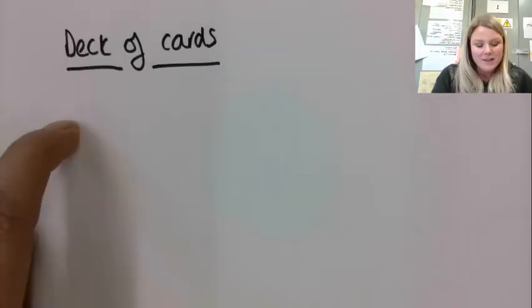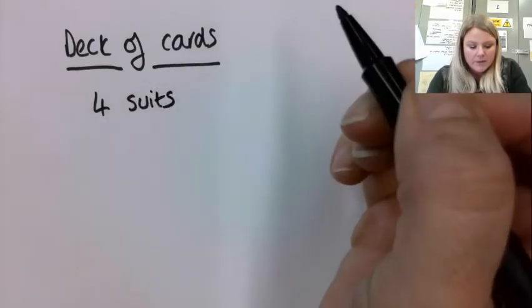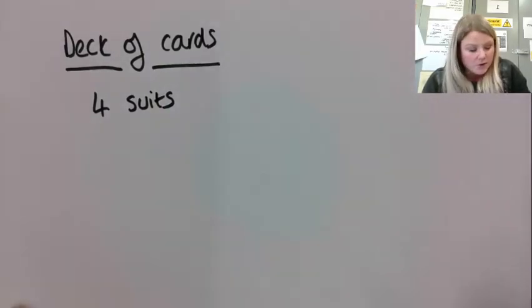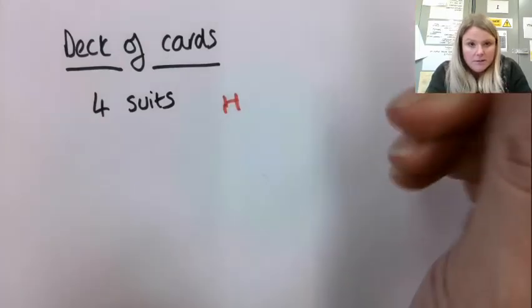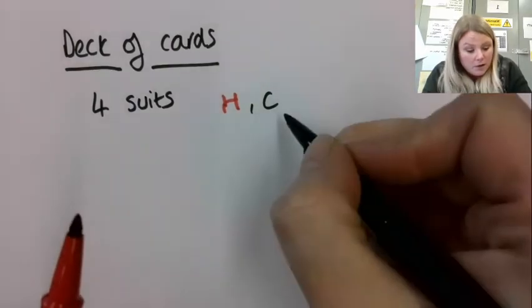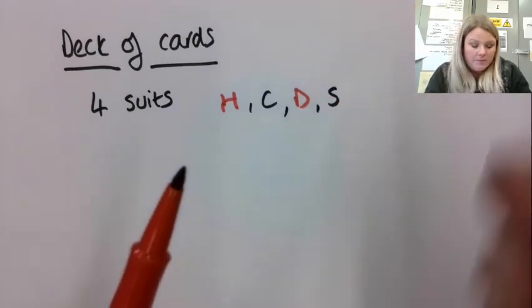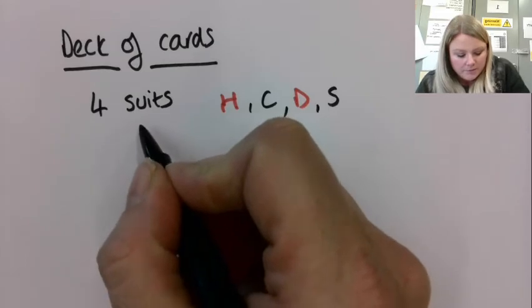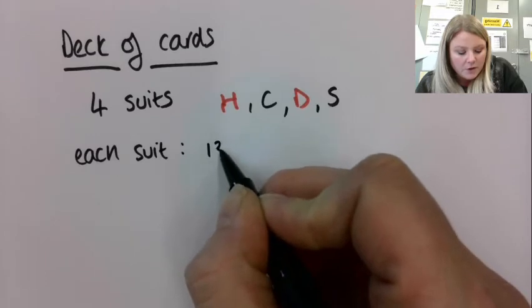Right, so in a deck of cards you have got 4 suits. We should just say what the suits are. We have got hearts, which are red. We have got clubs, which are black. We have got diamonds, which are red. And we've got spades, which are black. In each suit, there are 13 cards.